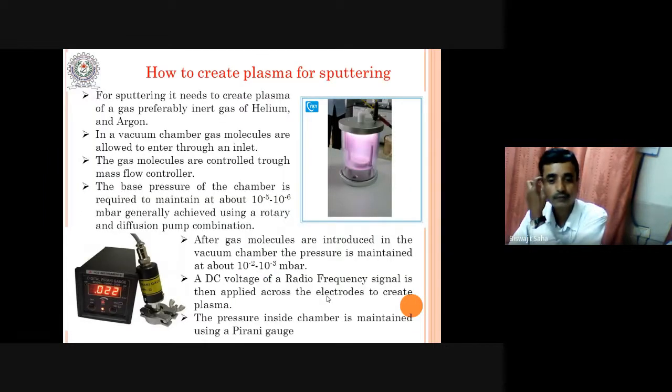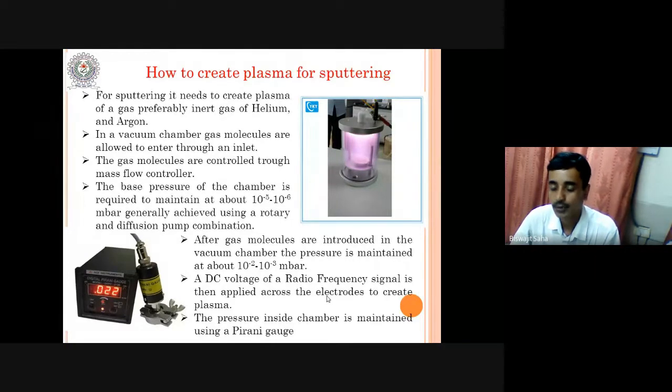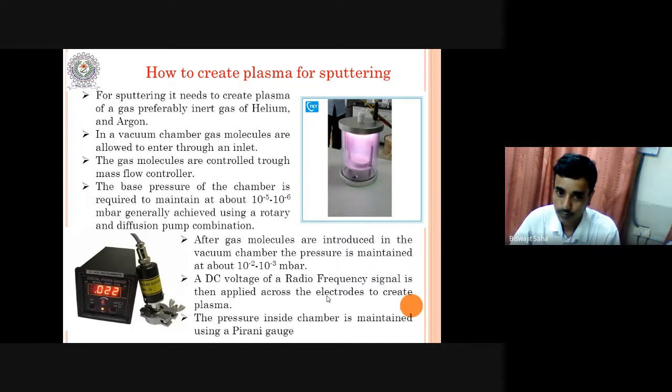How to create plasma for sputtering? There are some statements made for this. For sputtering, we need to create plasma of a gas, preferably an inert gas like helium and argon. Because during plasma creation, gases after getting ionized may produce chemical reactions. That is why we need inert gases, which are less prone to chemical reactions. So helium and argon gas are preferable for creating plasma for a sputtering system. In a vacuum chamber, gas molecules are allowed to enter through an inlet. If argon is required, then at first we have to create a vacuum.